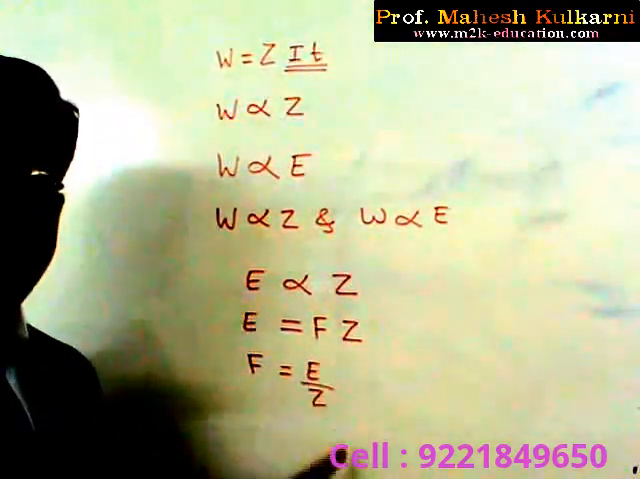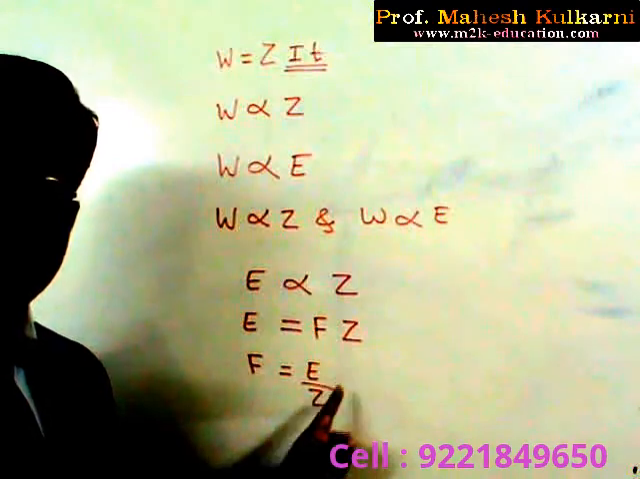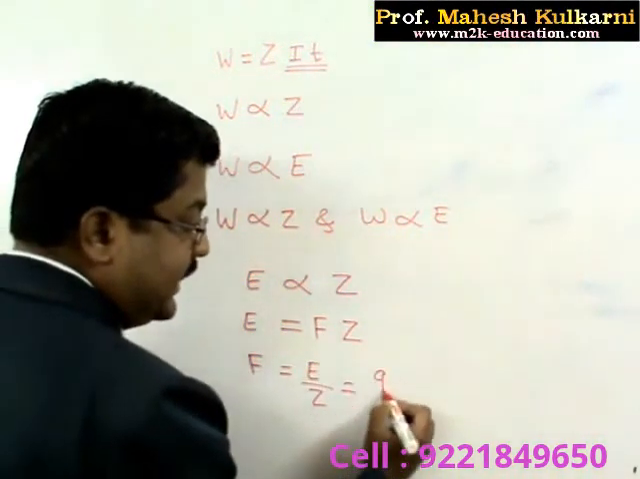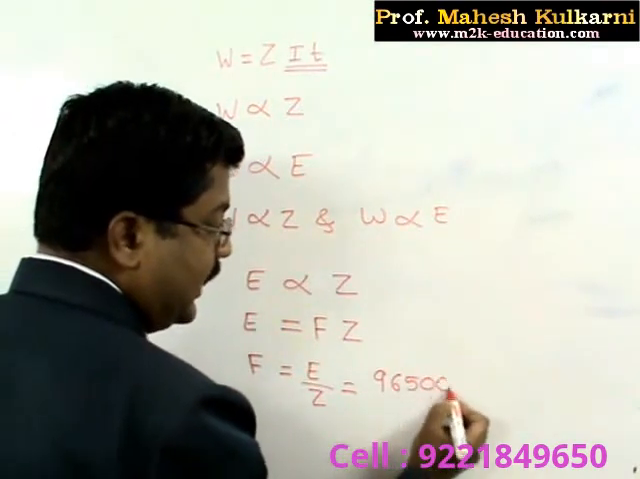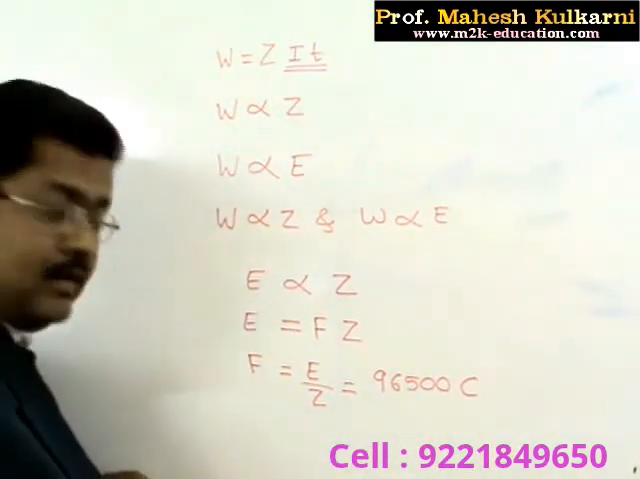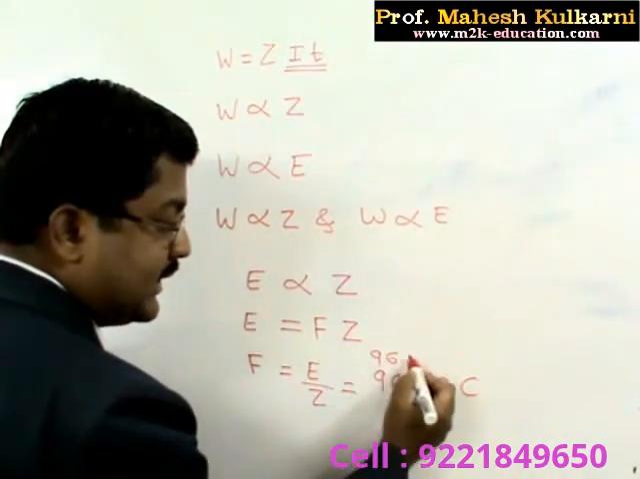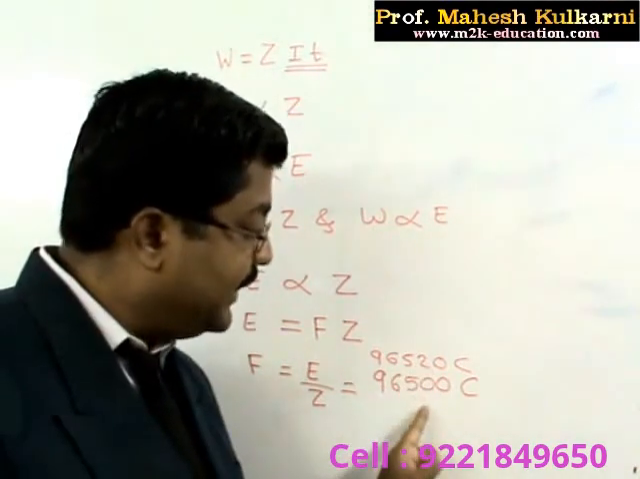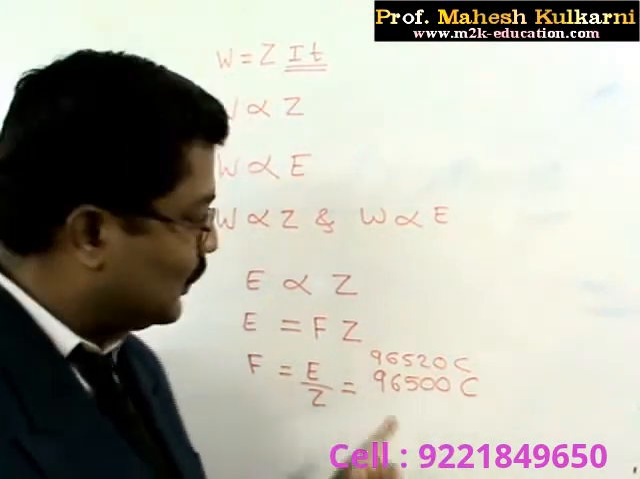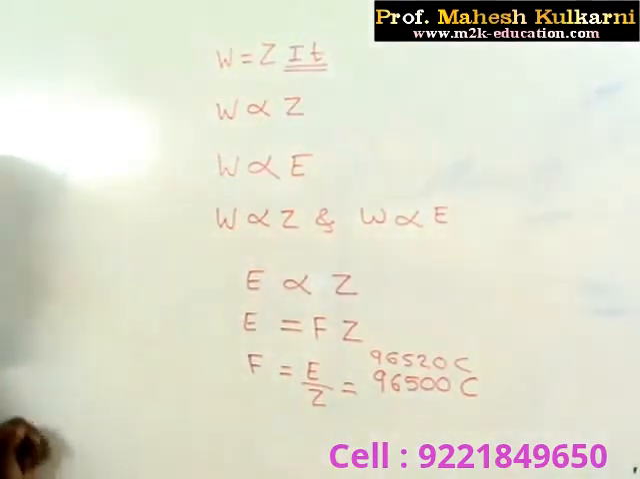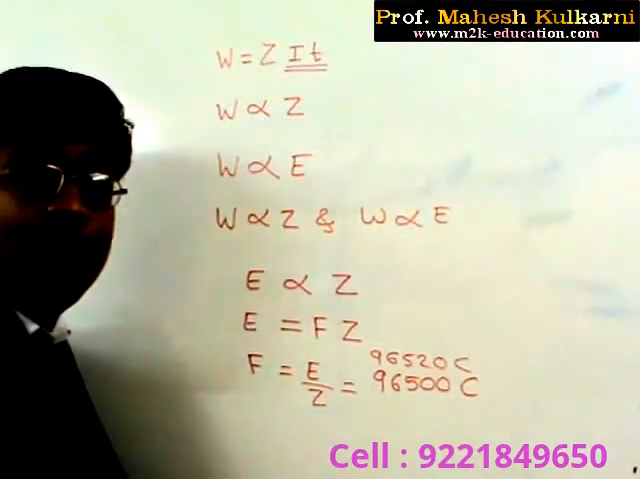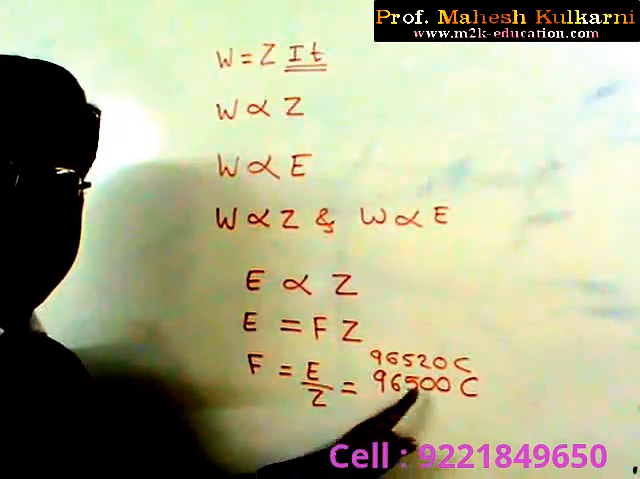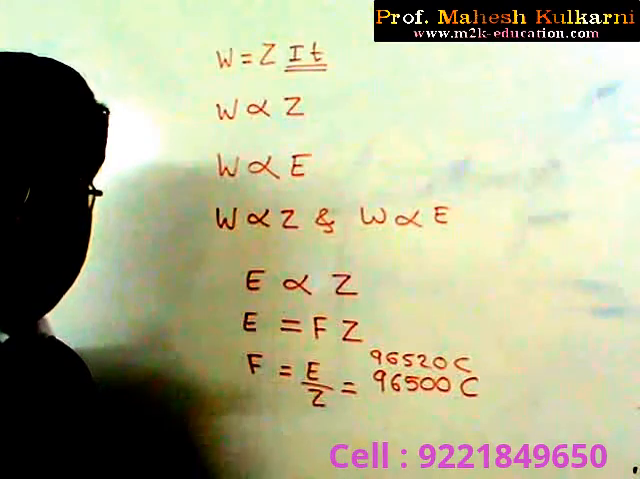Faraday carried out a series of experiments where E is known and Z is also known, and ultimately was able to fix the value that is equal to 96500 coulombs. In some books this value is given as 96520 coulomb. Anyway, you can keep in mind whatever convenient value, 96500, or simply keep in mind 20.